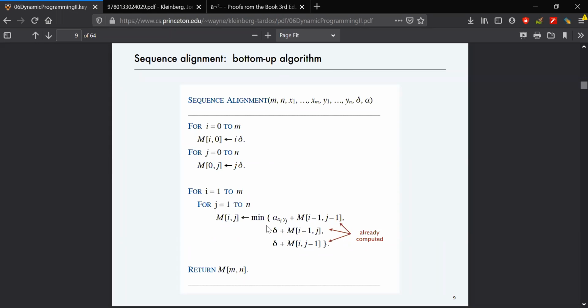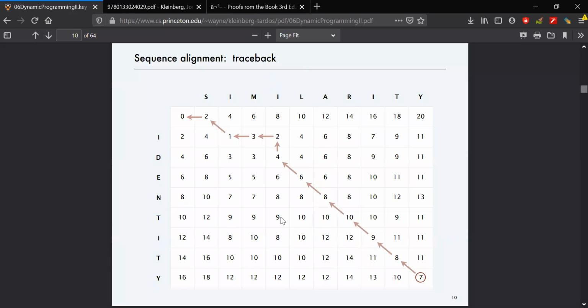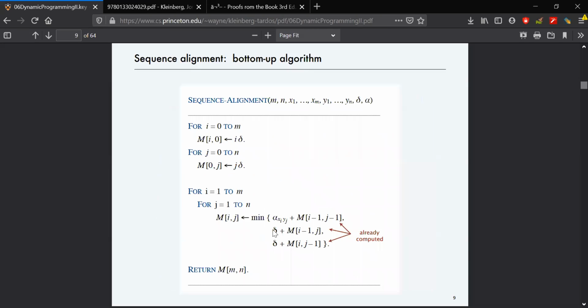Okay, so now look at this entry, the ijth entry of the matrix. The ijth entry of this matrix is, you look at the 3 neighbors of this entry. Let's say I was here. I'll look at 3 neighbors, 1, 2, 3. This neighbor corresponds to i minus 1, j minus 1. This corresponds to i minus 1, j, and this corresponds to i, j minus 1. I look at these 3 entries and I add the corresponding cost. Whichever is minimum, I choose that cost.